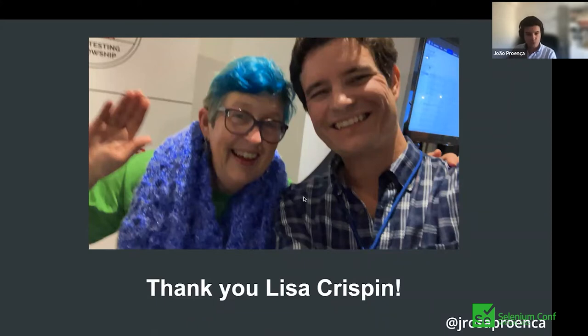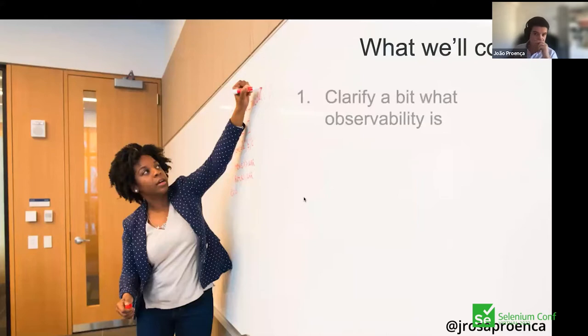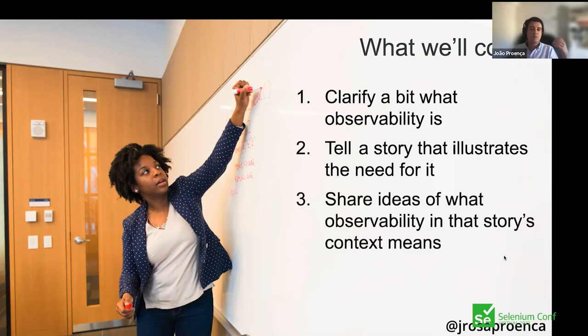So without further ado, let's see what we're going to cover today. I'll start by clarifying a little bit what observability is, some of the key fundamentals of observability. Then with those fundamentals, I will tell a story that illustrates hopefully the need for observability in a testing context. And at the end, I'll share some ideas of what observability means in the context of the story that I've just told you.